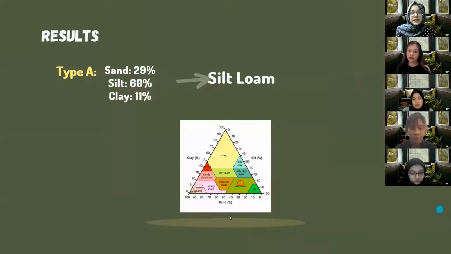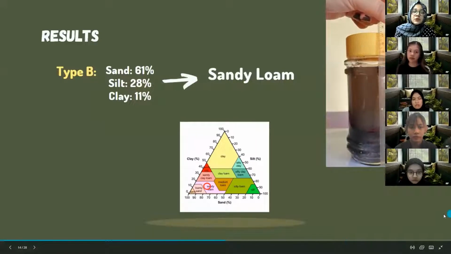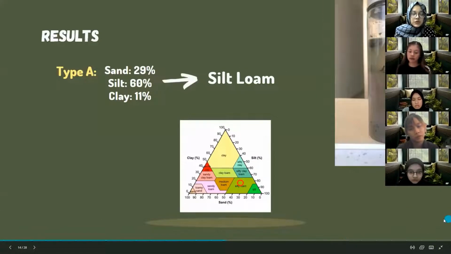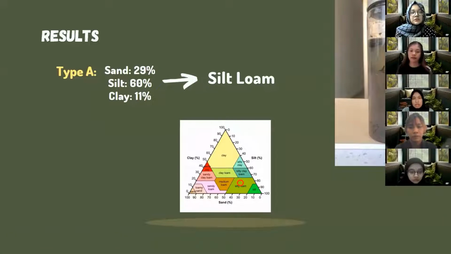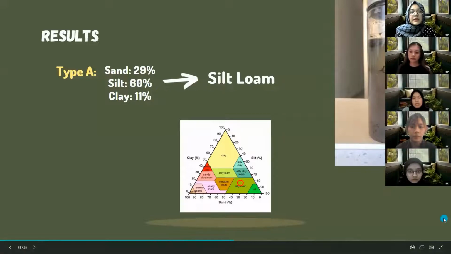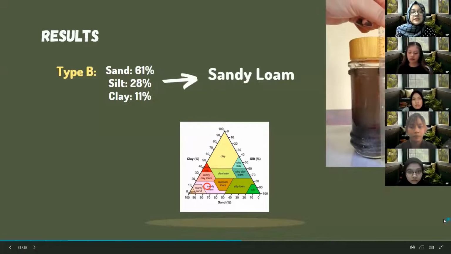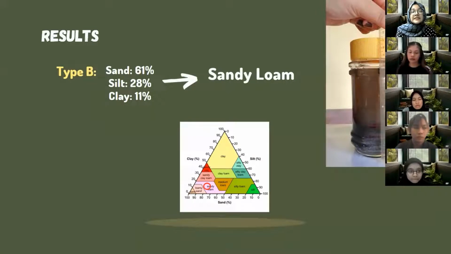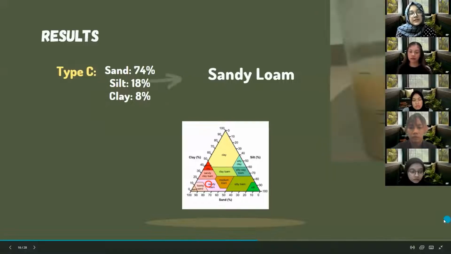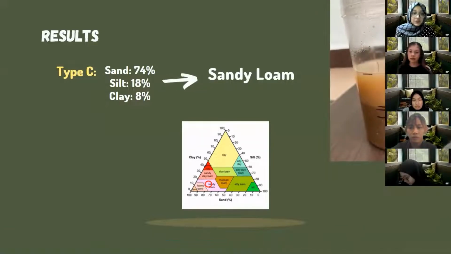As for the result, we used the soil texture triangle to find the result. For type A, we noticed that it had 29% of sand, 60% of silt, and 11% of clay. Thus, it was a silt loam kind of soil. As for type B, it had 61% of sand, 28% of silt, and 11% of clay. It was a sandy loam kind of soil. And type C was a sandy loam kind of soil as well, because it had 74% of sand, 18% of silt, and 8% of clay.